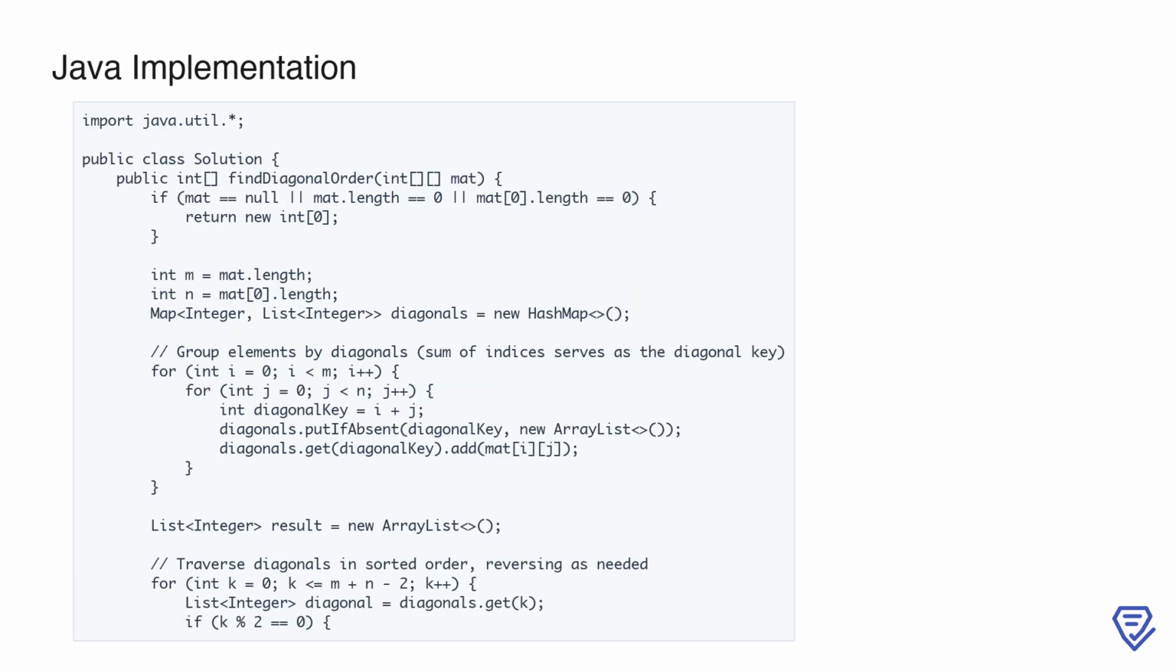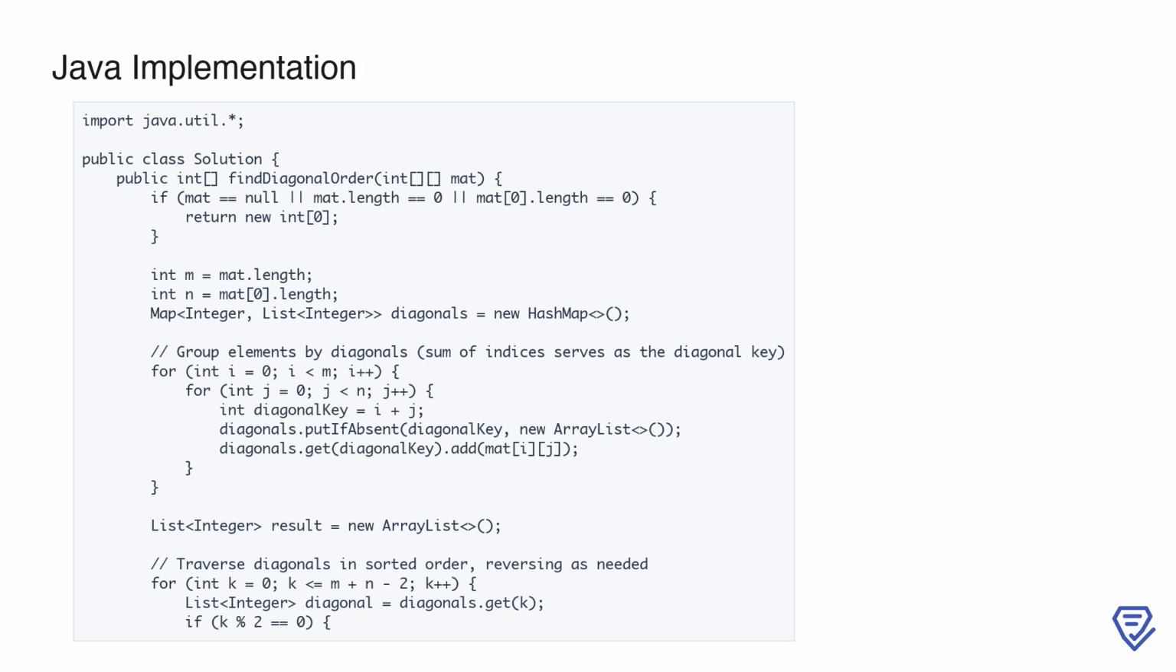Here, we start implementing the solution for the problem in Java. First, we import the necessary utilities such as java.util for working with lists and maps. Then, we define our solution class and the method findDiagonalOrder, which takes a 2D matrix as input and returns an array of integers. To handle edge cases, the code checks if the matrix is null, empty, or has no columns. If any of these conditions are true, an empty array is returned immediately. Next, we calculate the dimensions of the matrix, m and n, representing the number of rows and columns, respectively.